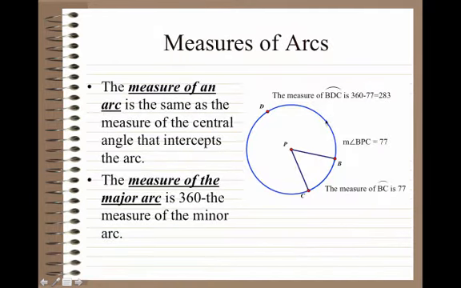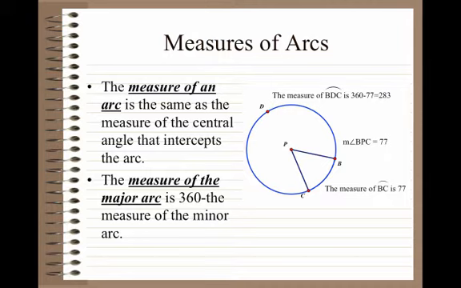The measure of an arc is always going to be exactly the same as the measure of the central angle. Now, what is a central angle? A central angle is an angle whose vertex is at the center, hence the name, and its sides are made up of radii. So the measure of an arc will always be equal to the measure of the central angle.